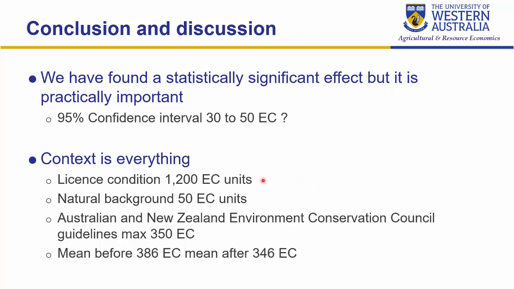On our license condition, we're actually not worried about what happens in the environment up to 1200. Then again, just because this is what the license conditions are in Australia, other people have imposed different license conditions as low as 350. In this case, the mean before was 380 and the mean after is down at 346. So you can see that 40 may be a small change, but depending on where we are, it may be significant. If we're comparing to background changes, it may be significant. If we're comparing to the license condition of 1200, it may not be practically important.